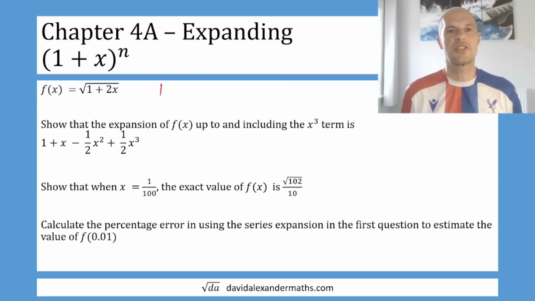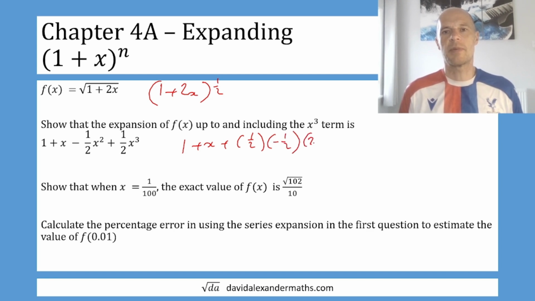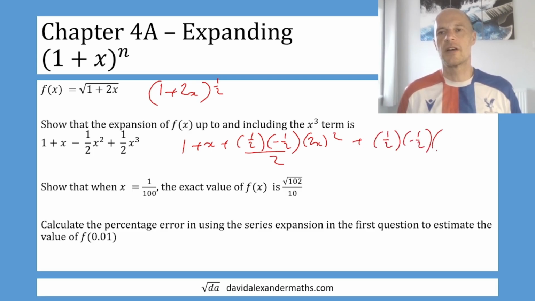Okay, so here we need to expand f of x, which is the square root of 1 plus 2x, in other words, 1 plus 2x to the power of 1/2. So the first term is going to be 1. 2x times a half is plus 1x, plus 1/2 times minus a half, multiplied by 2x squared over 2, plus 1/2 times minus 1/2 times minus 3 over 2, 2x cubed over 6. So the first term we just write up here, 1 plus x, that's nice and easy.